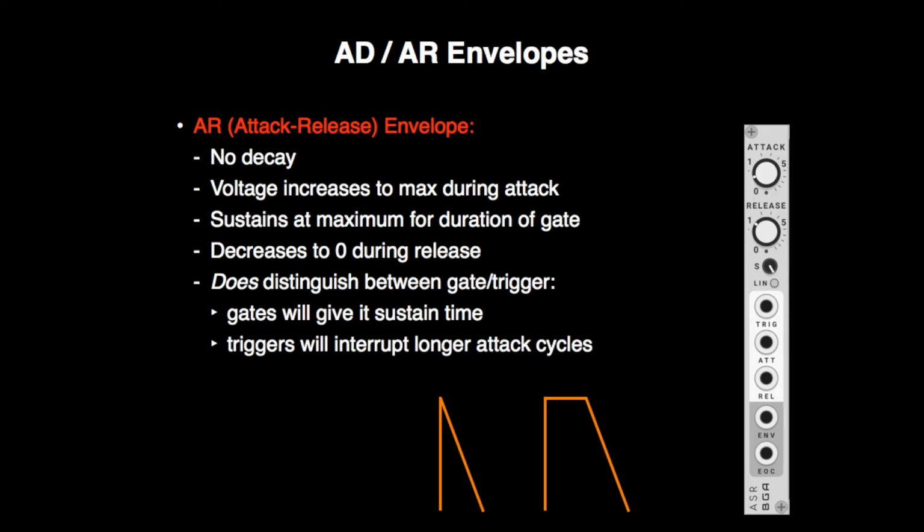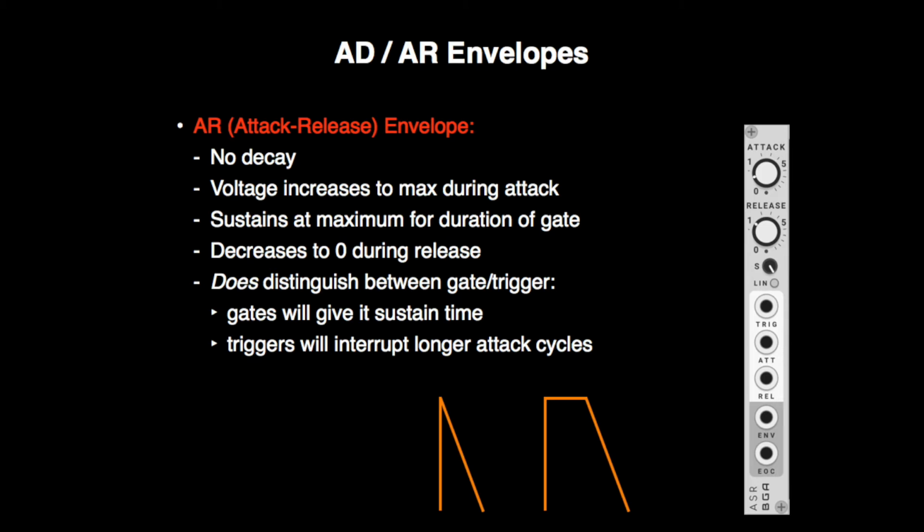And so on the slide there are a couple examples of some envelopes we might get with an AR envelope. The first one is very similar to what we saw with the AD envelope, except this would be if the AR envelope receives a trigger. It would just have an instantaneous attack, and then it would start the release right away. But on the right is what we might get if we sent to the AR envelope a gate, where it would have a quick attack, sustain for the length of the gate, and then start the release.